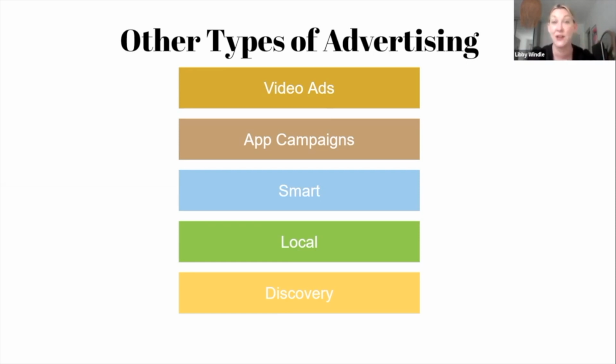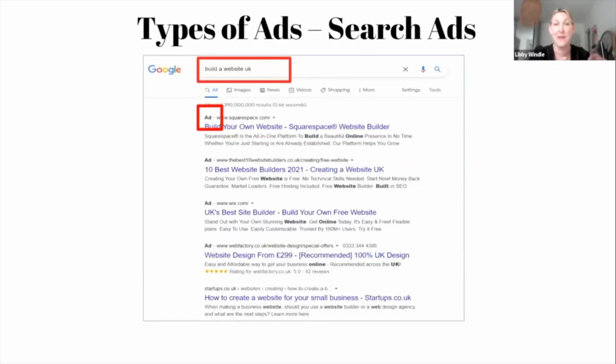So video ads is advertising on YouTube, which Google own. App campaigns is advertising your mobile app rather than your website. Smart campaigns is the utilization of a lot of machine learning and artificial intelligence. Local advertising is if you're a local business selling to local people, it gives you more capability to do that. And discovery is very similar to display, but it targets people who are more likely to engage with new brands. They're looking to discover newness. But don't worry about those for now. And instead, we'll focus on the main three.